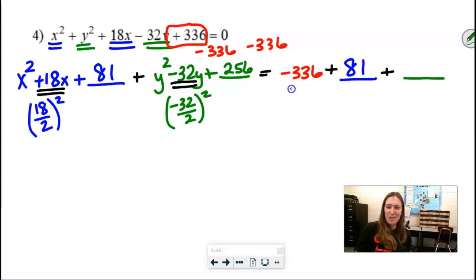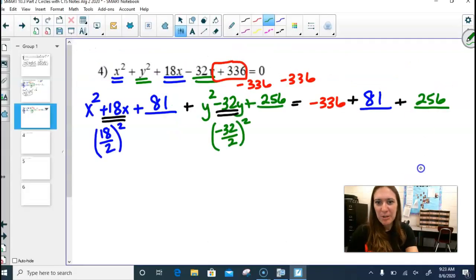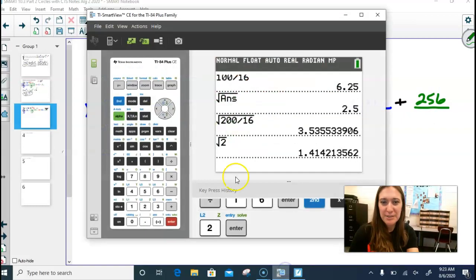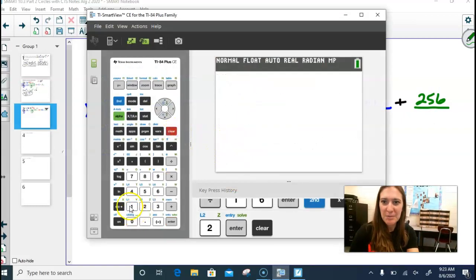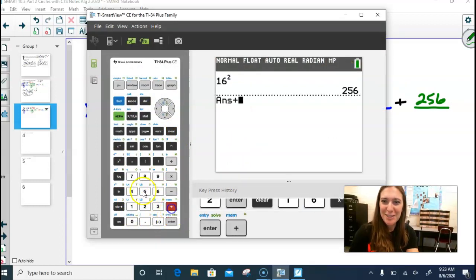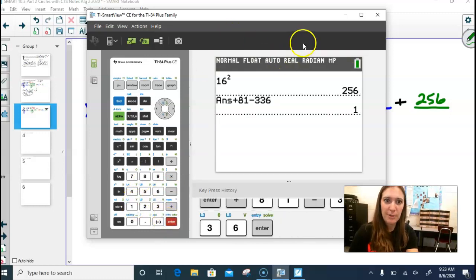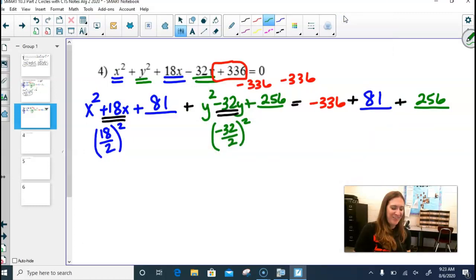I feel like I did something wrong there. Oh, well, it'll work out when I figure it out. I was just talking a big game. I should probably double check. Plus, I'm going to need some calculator assistance in a minute. Nailed it. Okay, 256 plus 81 on the right side there, wasn't it a -336? 1. All right, here we go. Remember, that's a 1.